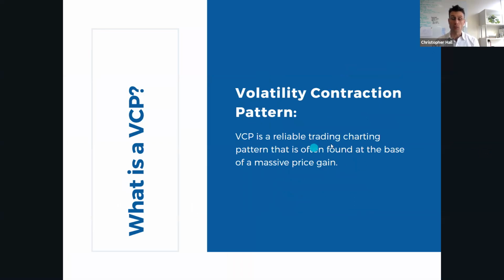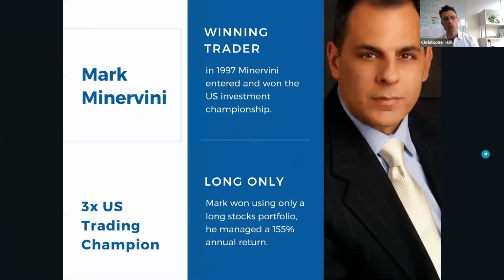So the VCP is a reliable trading charting pattern that's often found at the base of a massive movement. And the person who coined it was Mark Minervini. He's 3 times a US trading champion, and he first entered the US trading championships in 1997. He won that investment championship in 2 other years as well. When he won, it was with a long-only portfolio. So Mark won this using long stocks only.